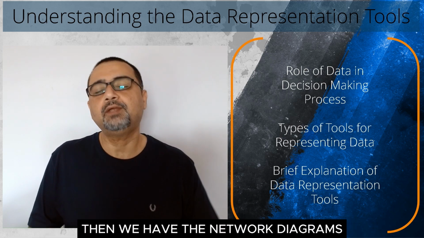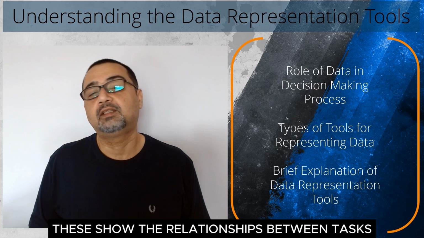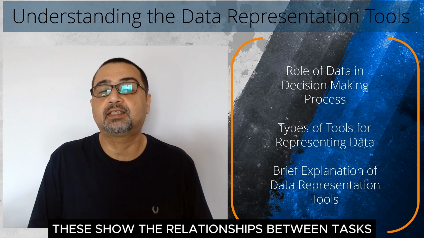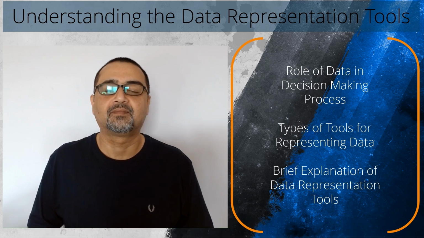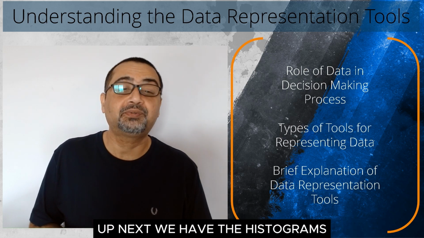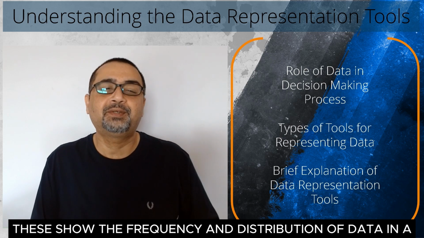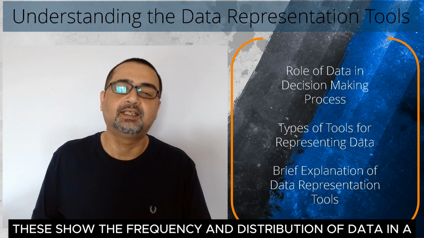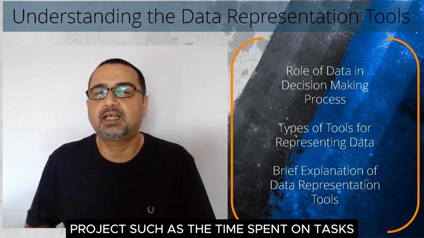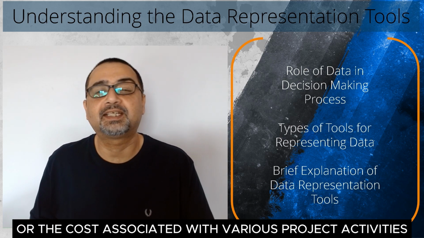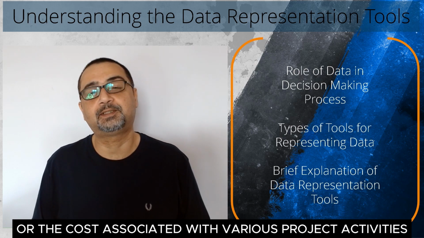activities. Then we have the network diagrams. These show the relationships between tasks or activities and the critical path of the project. Up next, we have the histograms. These show the frequency and distribution of data in a project, such as the time spent on tasks or the cost associated with various project activities.